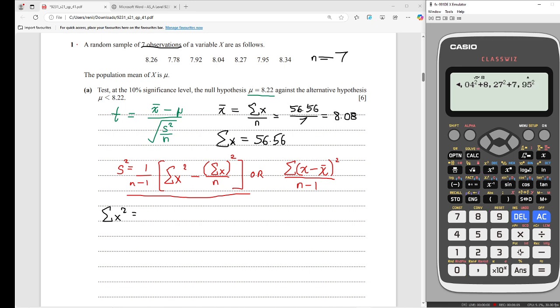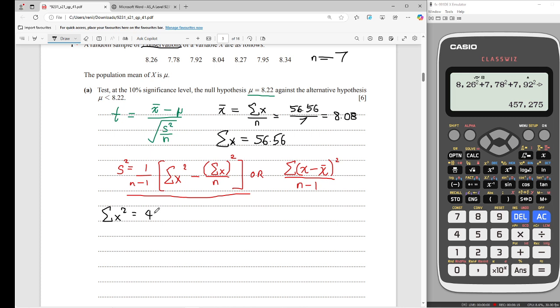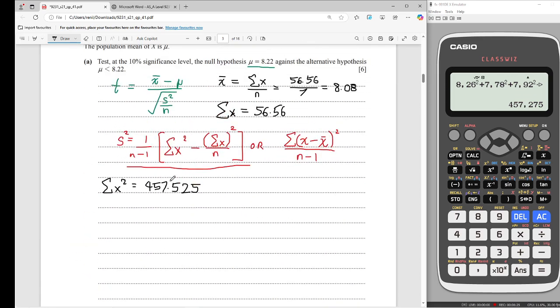And lastly we have 8.34 squared, that is 457.275. So let's write that down right here, 7.525. Okay, now that we have sum x squared, we need to calculate S2.